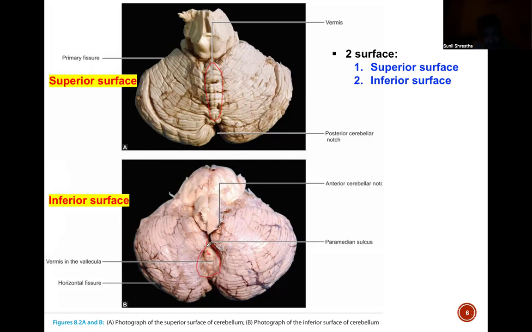And if you see in a bit lower part, you can even identify the vallecula. In the inferior surface, you can again see a sulcus-like structure between the two hemispheres, and this sulcus is called the paramedian sulcus. That is only seen from the inferior surface, and from the inferior surface you can also identify the vermis, and that part is called the vallecula. And from the superior surface, this worm-like structure that is connecting the right and left hemisphere is called the vermis.